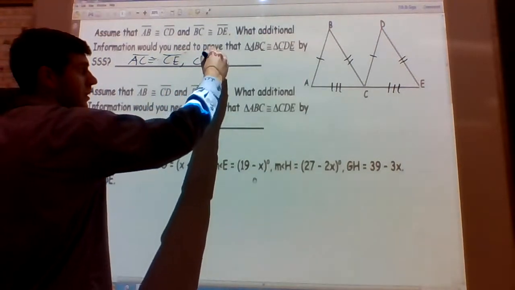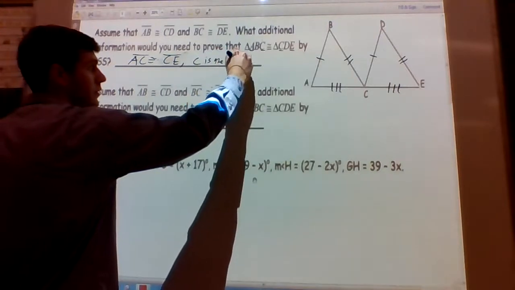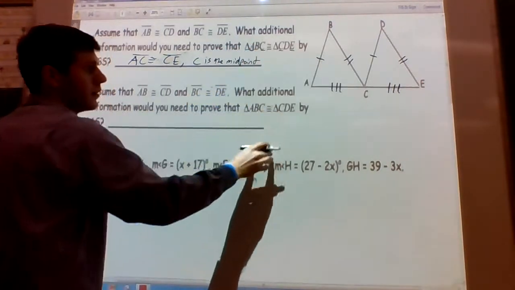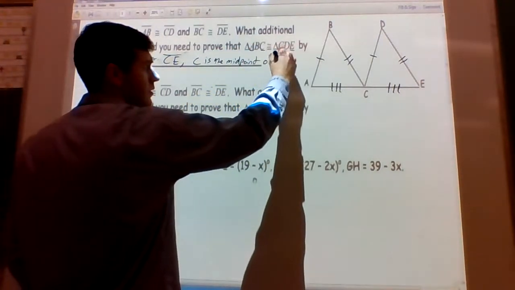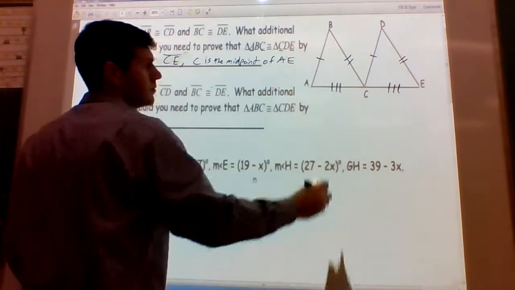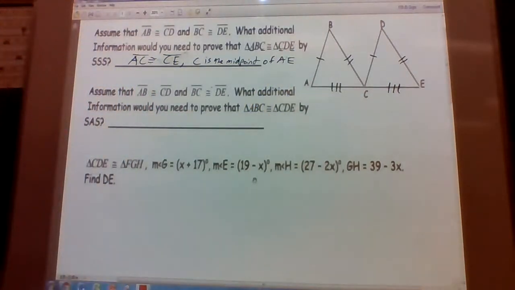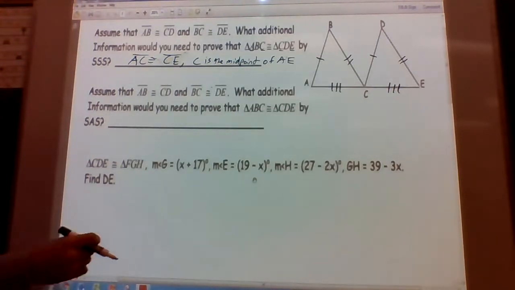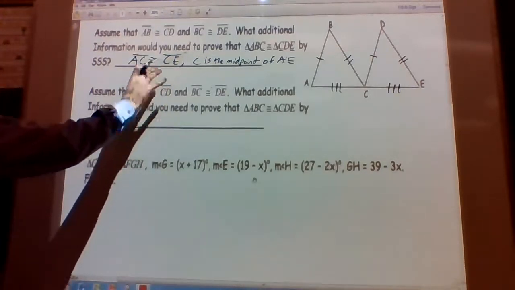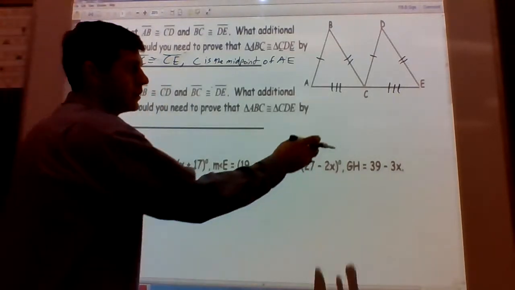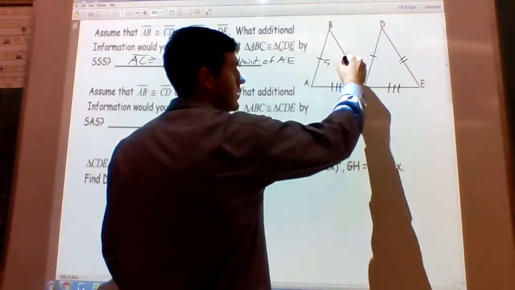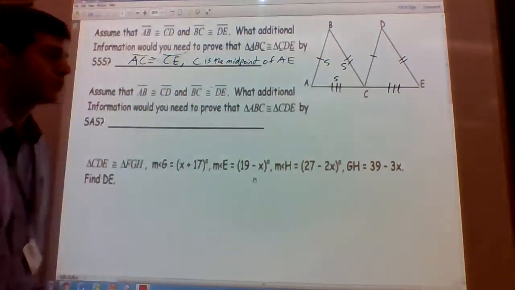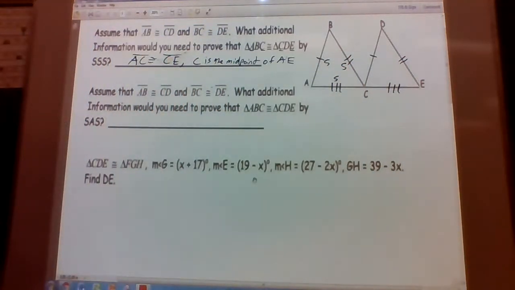So C is the midpoint of AE, right? Or C, point C bisects AE, or BC bisects AE, or DC bisects AE. Anything that would lead us to the conclusion that AC is congruent to CE would allow us to conclude that these two triangles are congruent by side, side, side. Three pairs of congruent sides, three corresponding sides that are congruent between the two triangles.